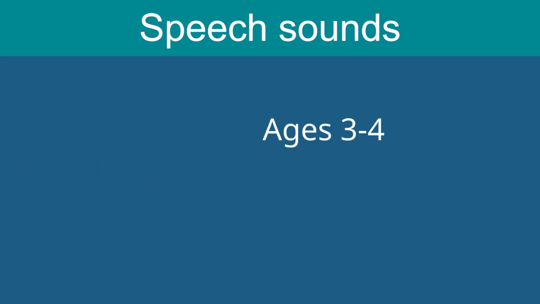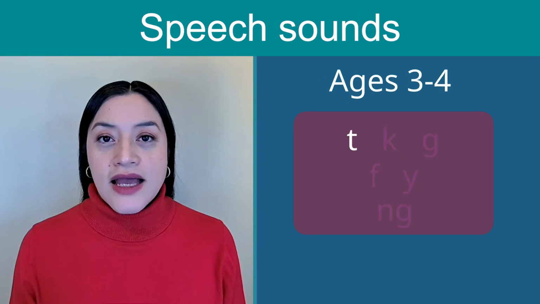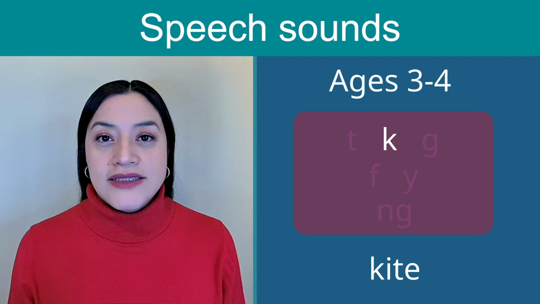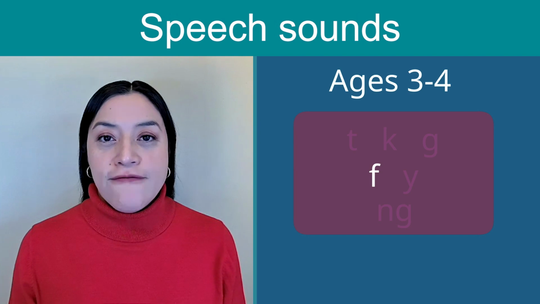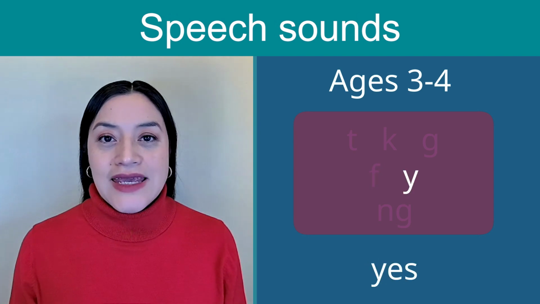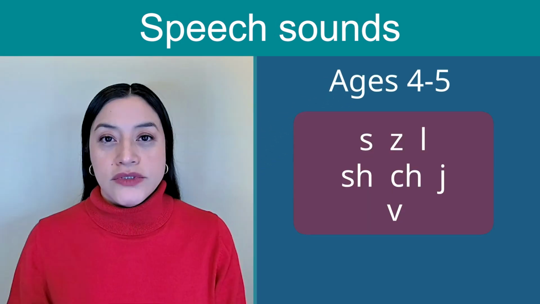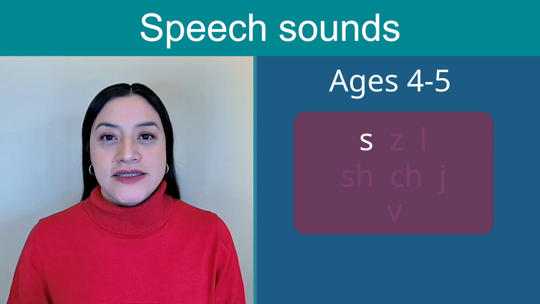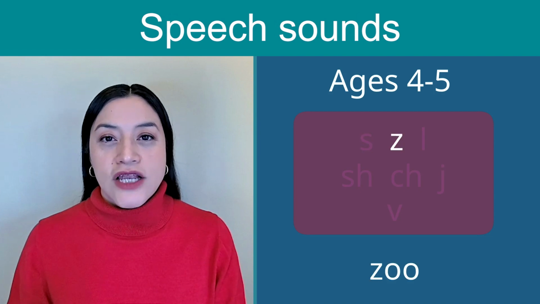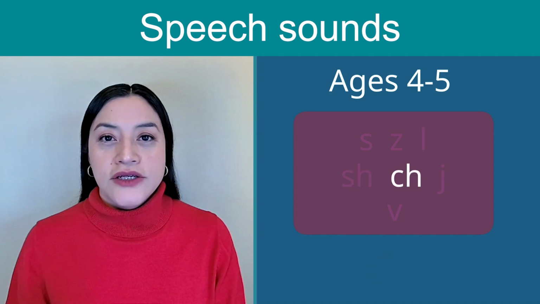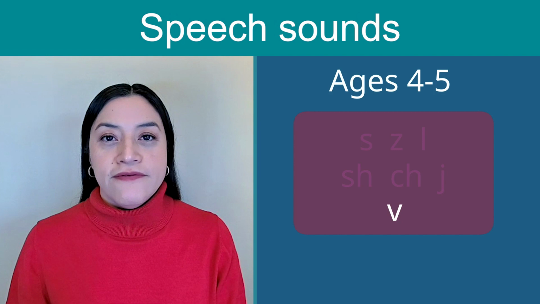Between 3 and 4, most children will learn to say T as in top, K as in kite, G as in go, F as in foot, Y as in yes, and ng, like at the end of sing. Between 4 and 5 years old, most children will learn to say S as in so, Z as in zoo, L as in like, Sh as in sheep, Ch as in chin, J as in jump, and V as in van.